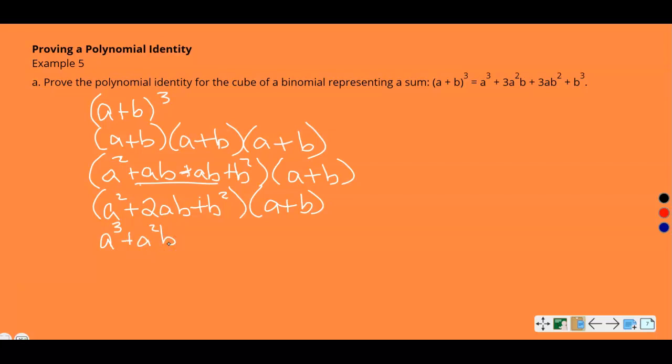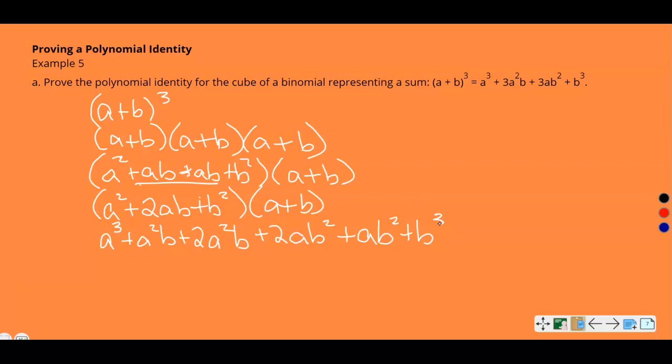And then we have the middle term times each of those terms. So 2ab times a would be 2a squared b. And then 2ab times b would be 2ab squared. Now we have b squared times each term in the binomial. So b squared times a is going to be, again, I like to put my variables in alphabetical order, so I'm going to put ab squared, and then b squared times b, same base, add exponents, that would be b cubed. Now we just need to combine like terms.